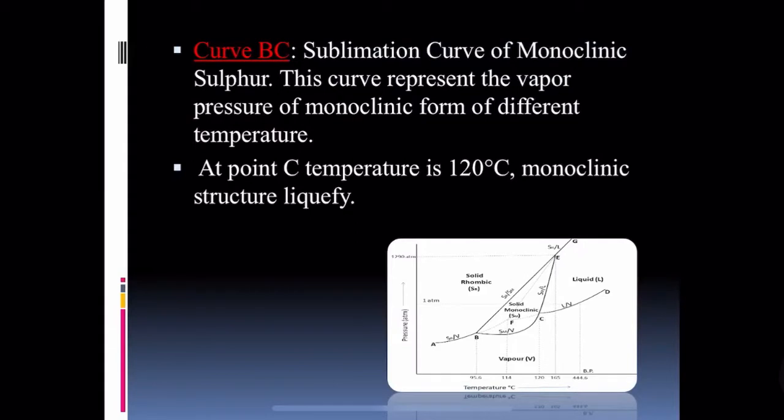Then curve BC. Curve BC is the sublimation curve of monoclinic sulfur. You can see curve BC in the diagram. This curve represents the vapor pressure of the monoclinic form at different temperatures. The 2 phases, monoclinic sulfur and vapor sulfur, are in equilibrium along curve BC. And at point C, the temperature is 120 degrees. The monoclinic structure liquefies. From there monoclinic is converted to liquid at 120 degrees Celsius, and this is called the sublimation curve of monoclinic sulfur, right?